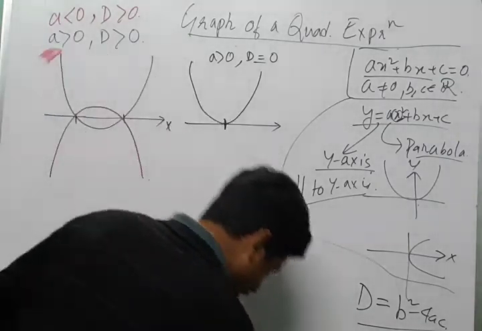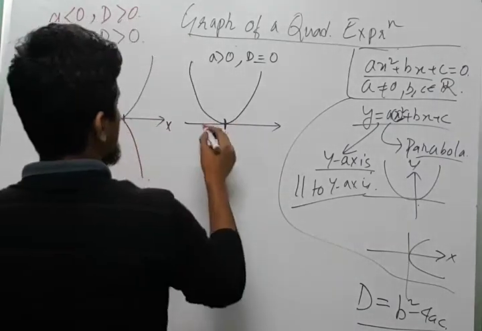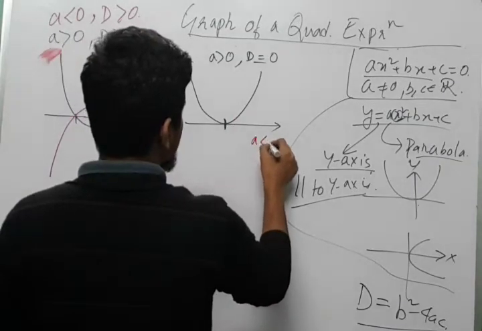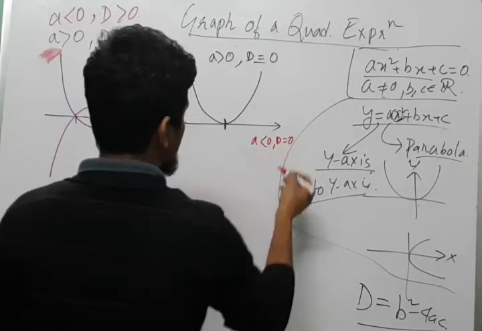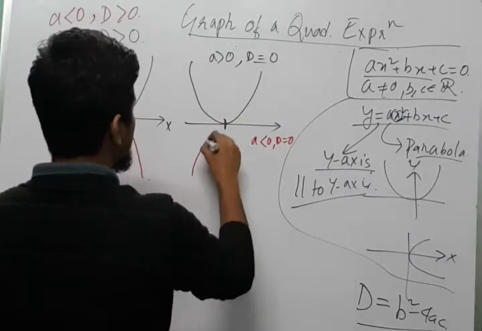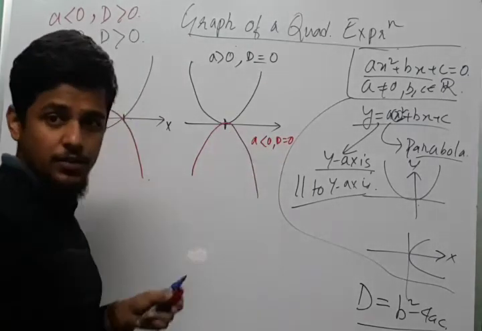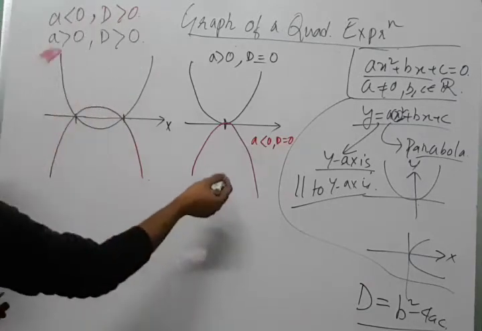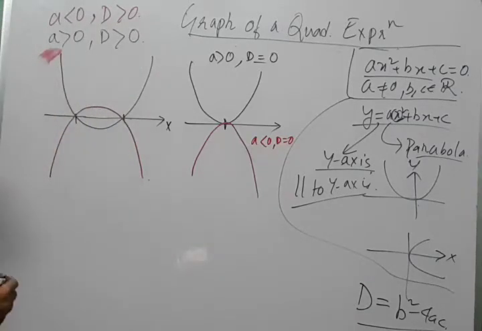And what happens when a is less than 0 and D is equal to 0? It is a similar thing, only it will invert downwards, and this is the format that we observe over here.